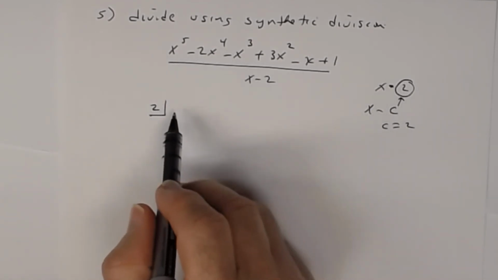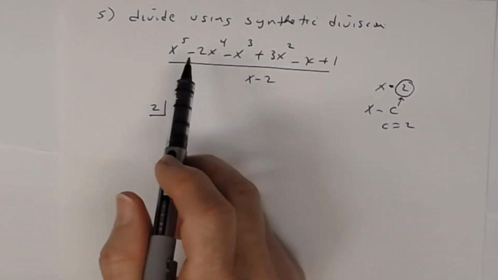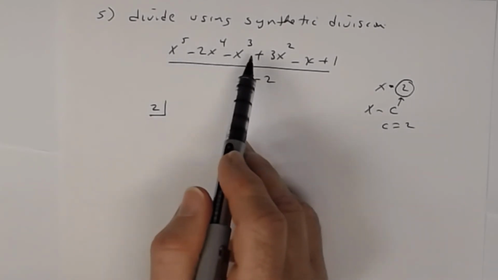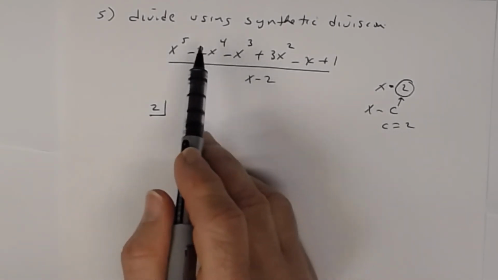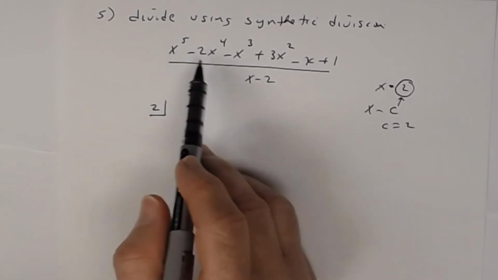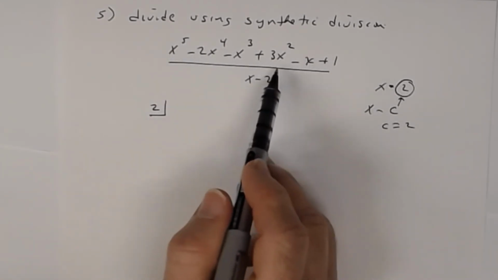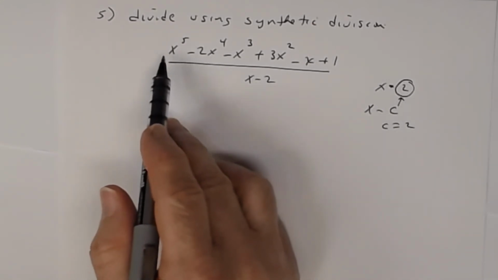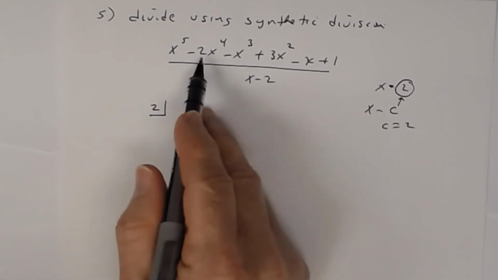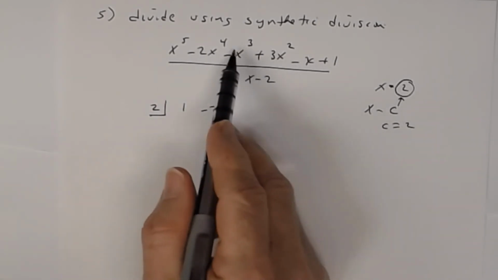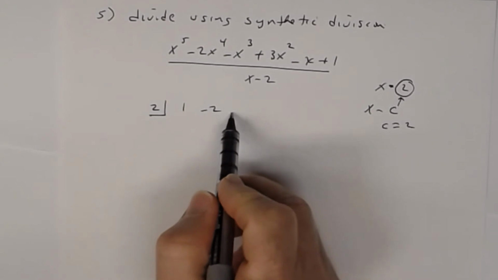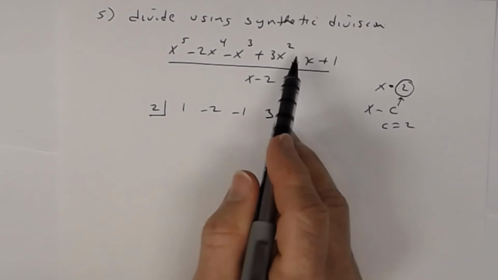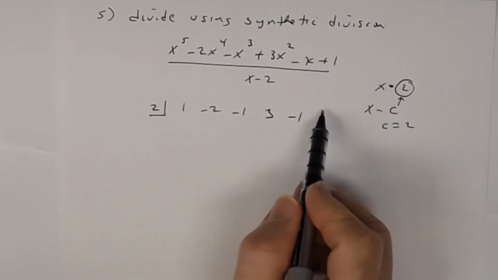And then we're going to put the coefficients of my dividend here. Now remember, it's got to be in descending order, and I don't have any missing terms. If I had a missing term, remember, you got to put 0. I don't have any here. x to the fifth, x to the fourth, x cubed, x squared, x, and your constant. Okay, so the coefficient of x to the fifth is 1. Coefficient of x to the fourth is negative 2. Coefficient of x cubed is negative 1. Coefficient of x squared is 3. Coefficient of x is negative 1. And your constant is positive 1.